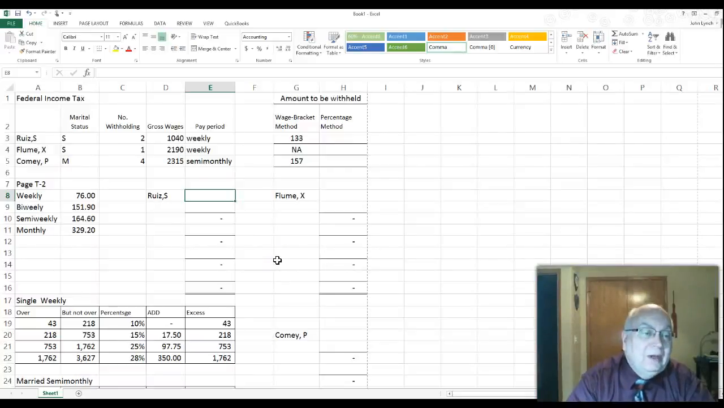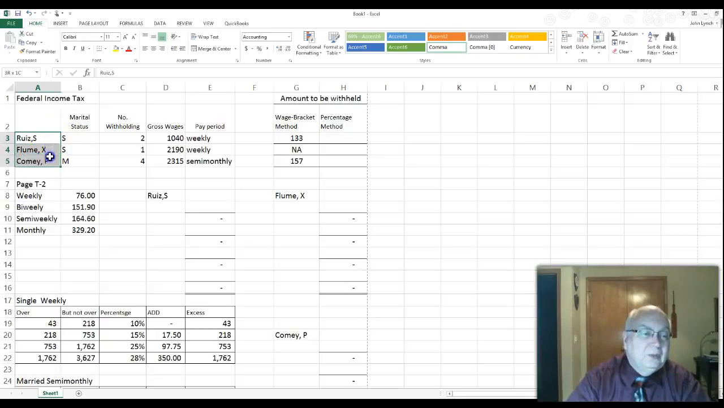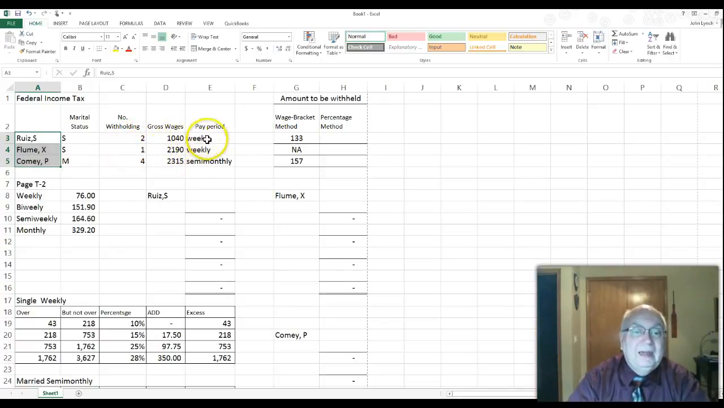Hello again. We are going to go over the federal income tax, some of the more complicated aspects of it, what people are having trouble with anyway. I have just picked a few examples out of the book, and I'm not going to do the whole problem. Like the first one, I think it's 43B or something to that effect, where I picked these three individuals. Two of them are single, one's married, with two withholdings, one withholding, and four withholdings, and there's a gross pay, and there's how they're paid.